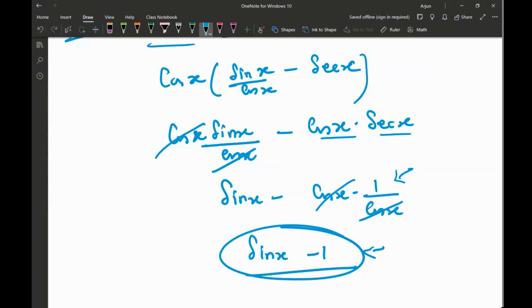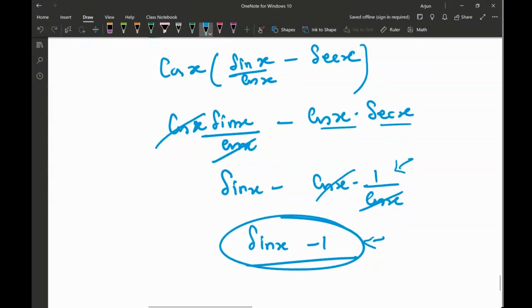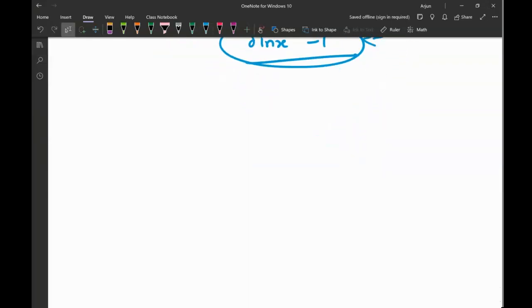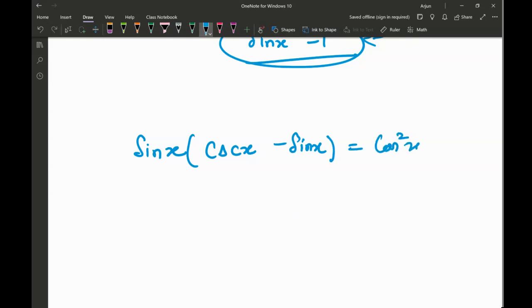So these are some of the questions, and as I said, I'll highly recommend you to do some of these questions. I will try and take one more complicated problem from this exercise, and the problem is sine x times cosecant x minus sine x equal to cos square x. So this is cosecant, CSC. So now I wanted to make it equal to cos square x.